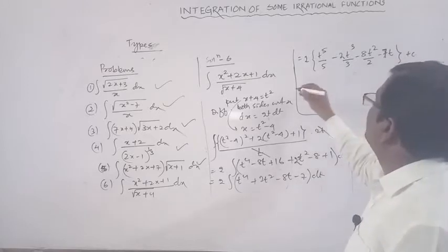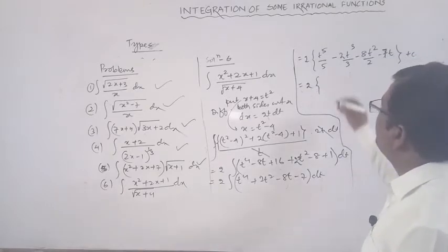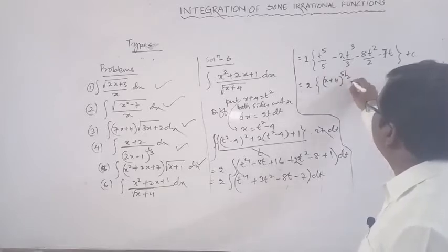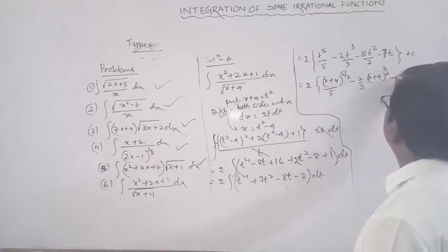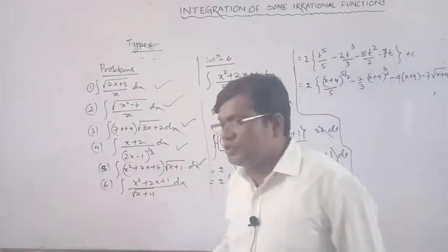Plus c. Now this is equal to 2 into, t is root over x + 4, that is (x + 4)^(5/2) divided by 5, minus 2/3 (x + 4)^(3/2), minus 4 into t², that is x + 4, minus 7 into root over x + 4, plus c. This is the solution of question number 6.